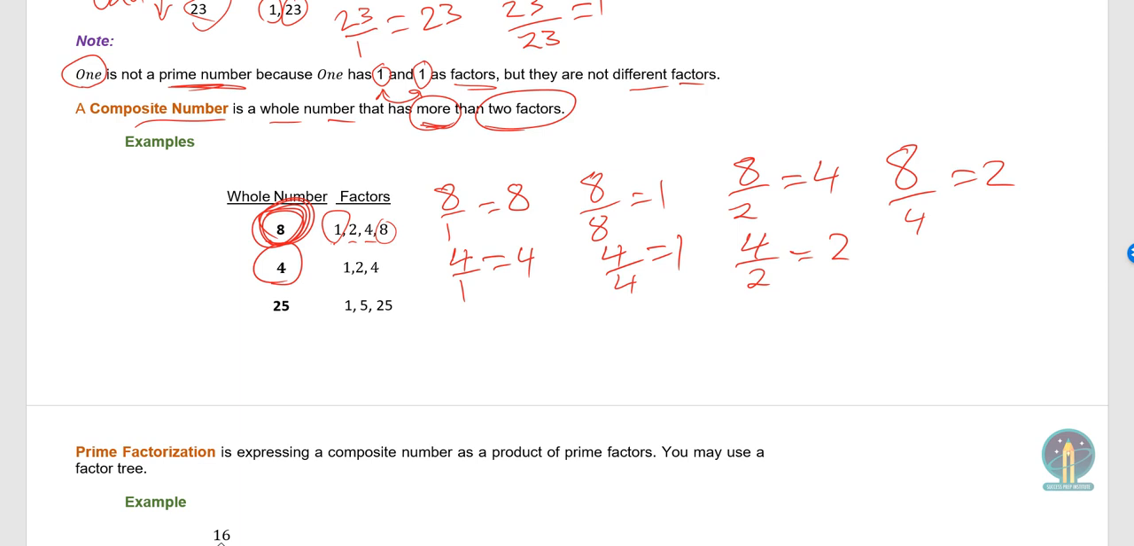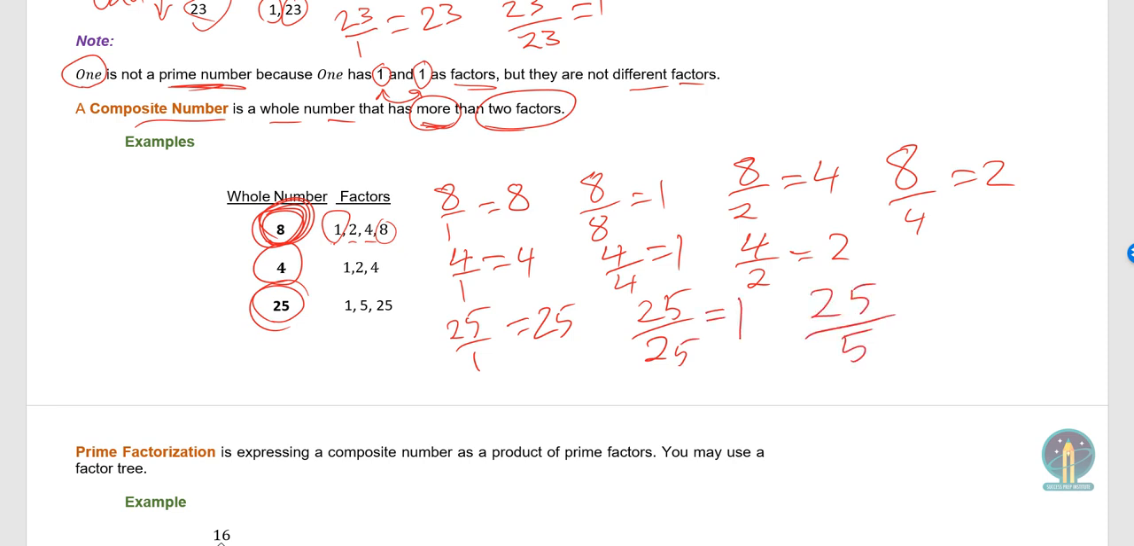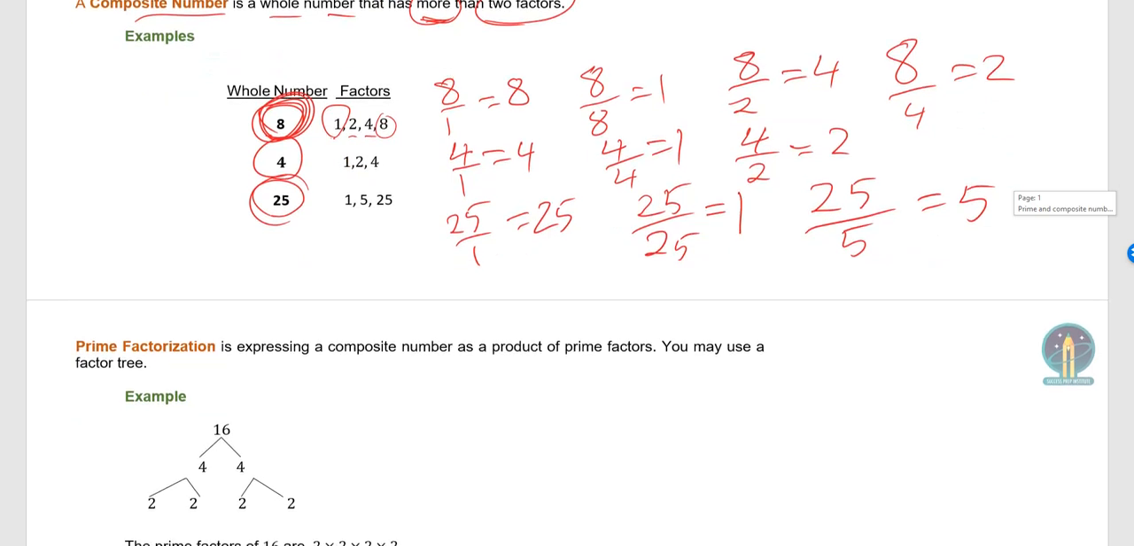Okay, another example is 25. So 25 divides by 1, again to give 25, and it divides by itself to give 1, but it also divides by 5 to give 5. The point of composite numbers is where you have these factors that go into the number without giving a remainder. So you carry out this division and then you don't get a remainder in the end. That's how it's considered a composite number.